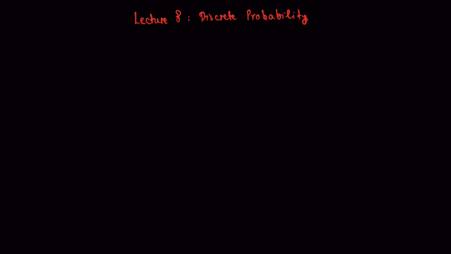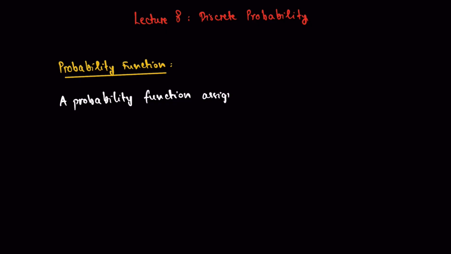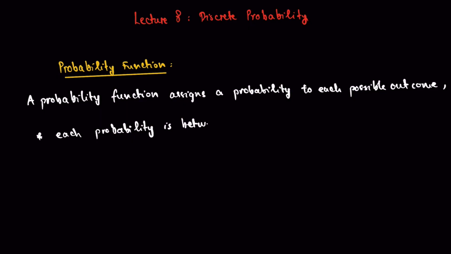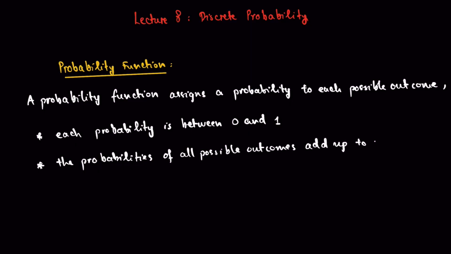Hello everyone, in this video we're going to talk about discrete probability theory. The first definition I want to give you is called the probability function. A probability function assigns a probability to each possible outcome, where each probability is between 0 and 1, and the probabilities of all possible outcomes add up to 1.